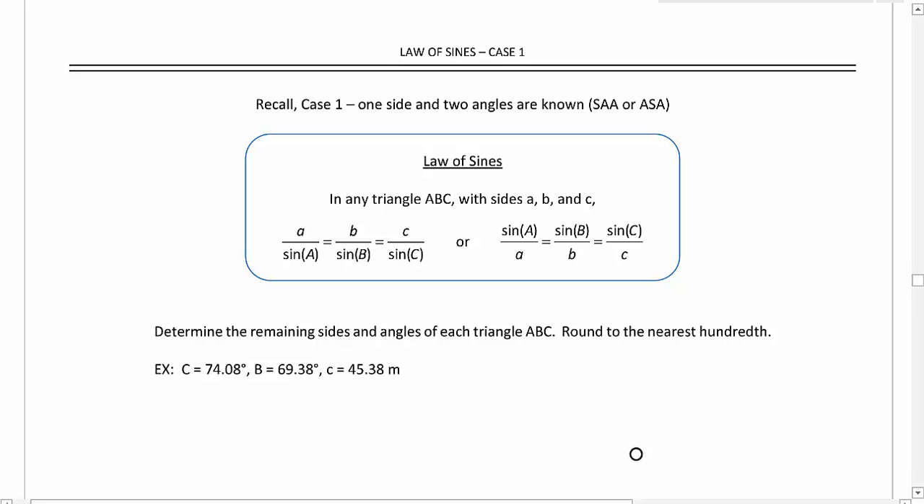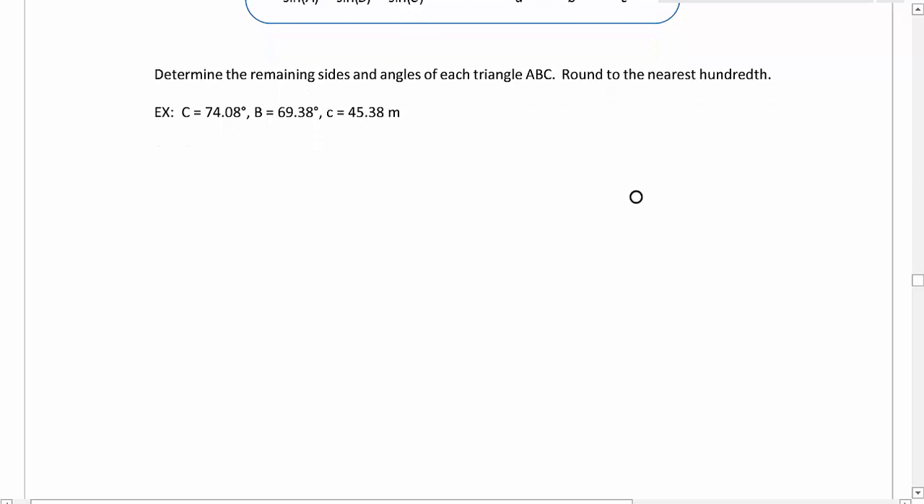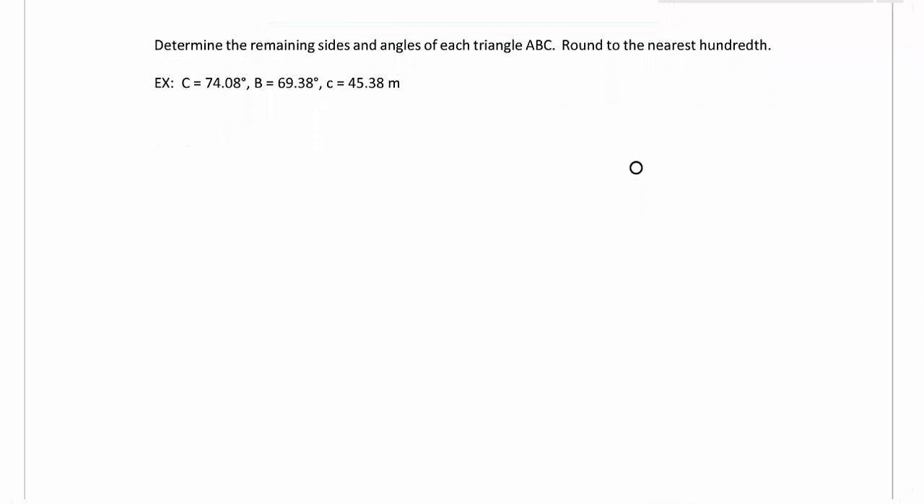Let's determine the remaining sides and angles of each triangle ABC, rounding our answers to the nearest hundredth. Remember, this is also called solving the triangle, so the directions could be either. Here, they've given us two angles in our triangle. Since the sum of the interior angles of a triangle is 180 degrees, we know we can get the third angle right away.